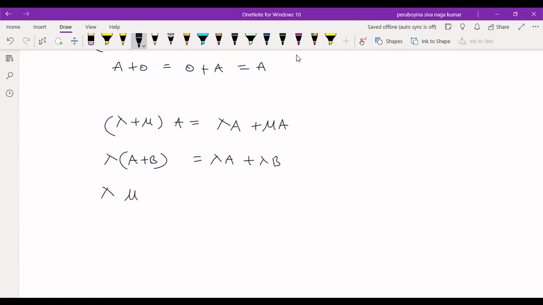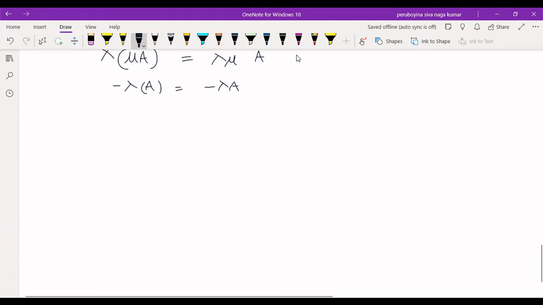Lambda of mu into A, you can write lambda into mu into A separately. And minus lambda into A will be equal to minus lambda A. Okay, these are multiplication with a scalar.